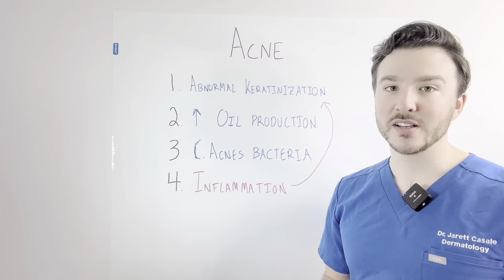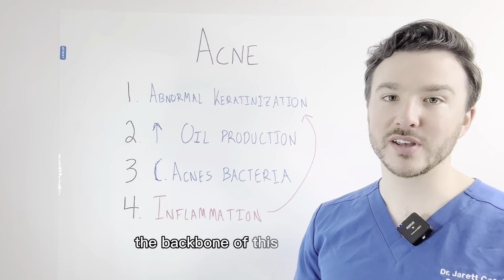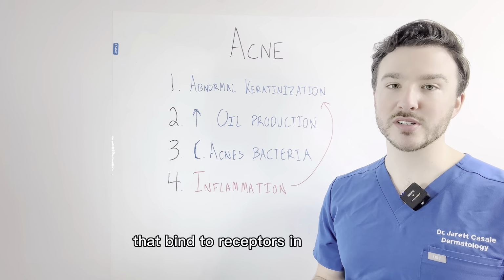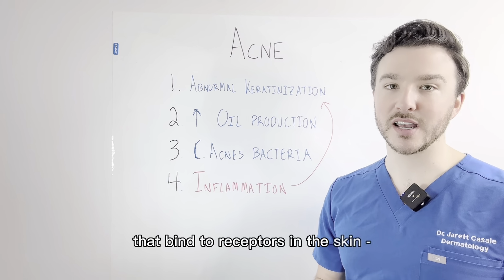So what can we do to stop all these things? Each one of these steps can be targeted individually. So, for example, abnormal keratinization. The backbone of this is retinoids. Retinoids are vitamin A derivatives that bind to receptors in the skin and cause the skin cells to mature normally.